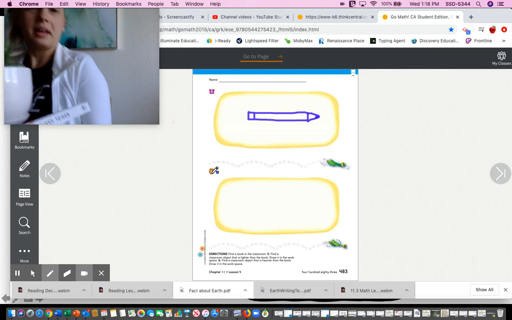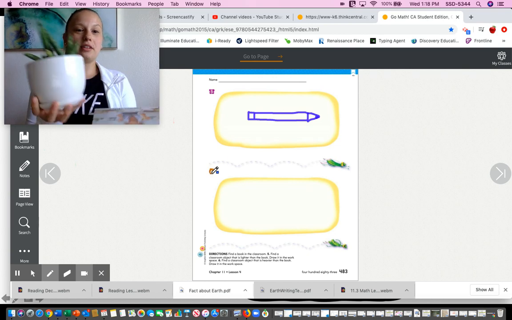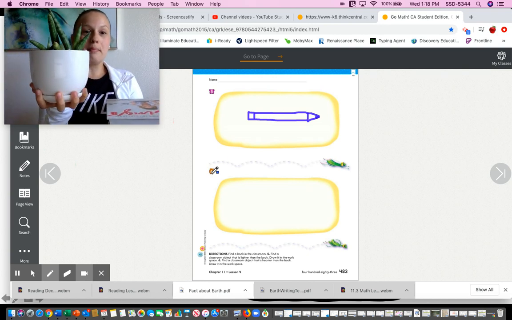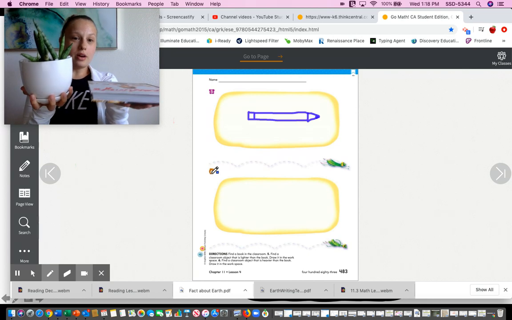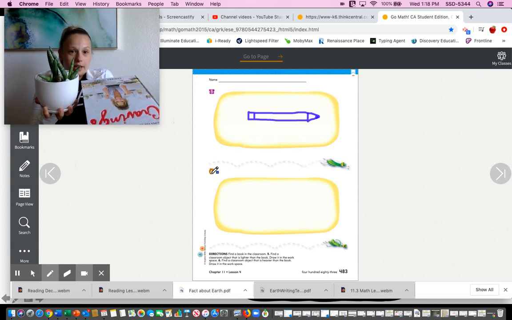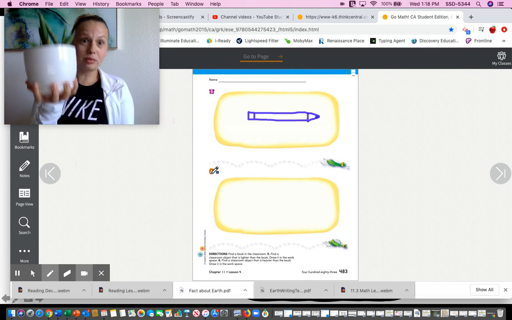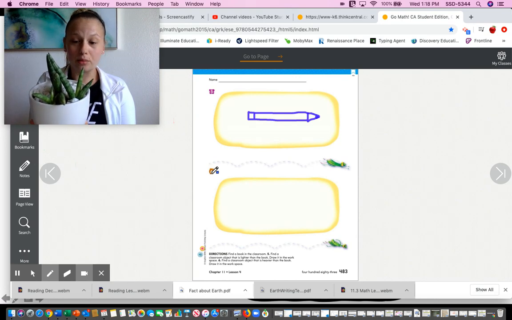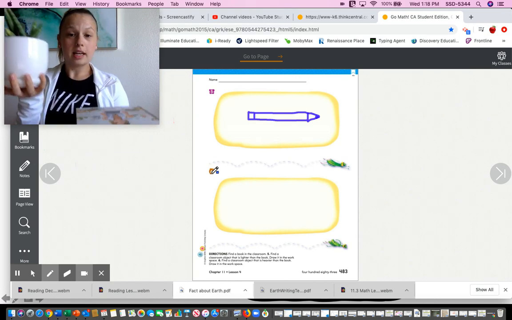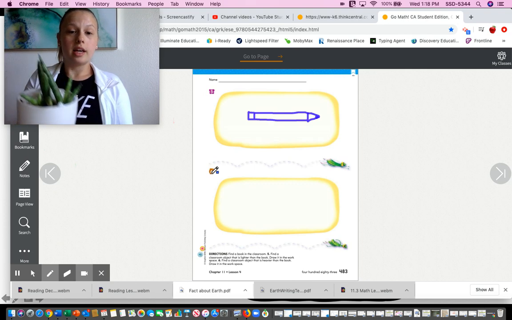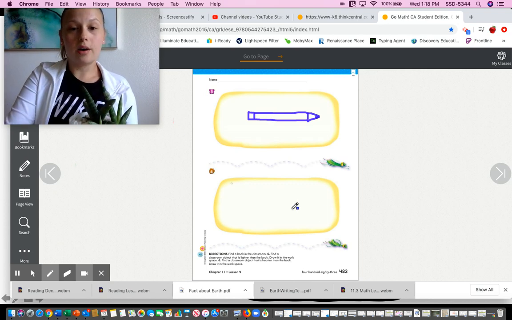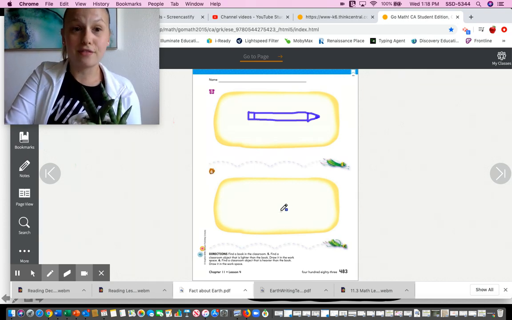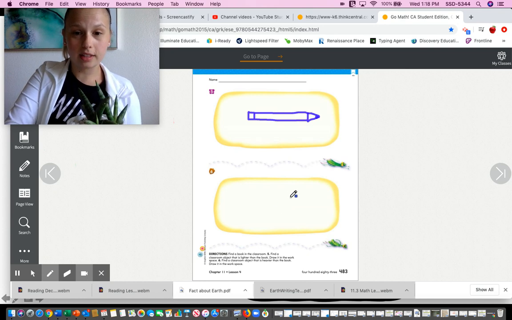Okay. I found something heavier than the book. It's this big plant. And even though the book is bigger than the plant, this plant is really heavy. It's got dirt inside and rocks, and it's a real plant. It's heavier. So in the box down below, you're going to draw what's heavier. What did you find in your house that's heavier?